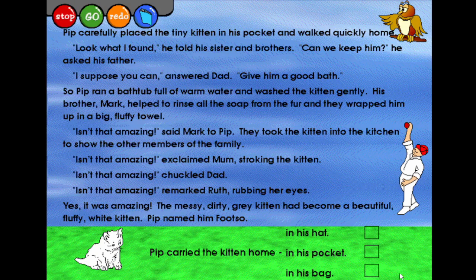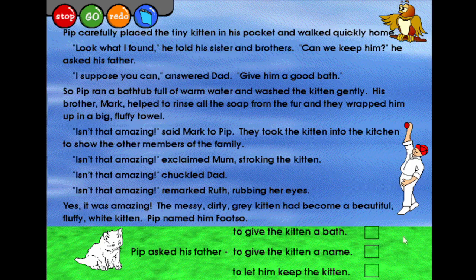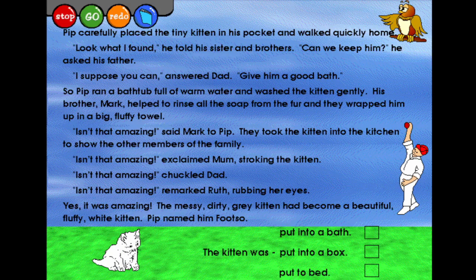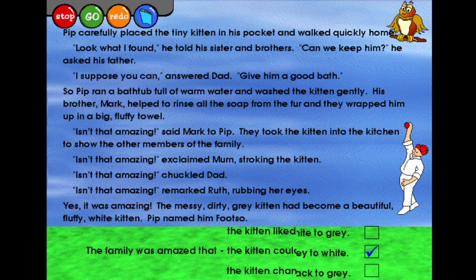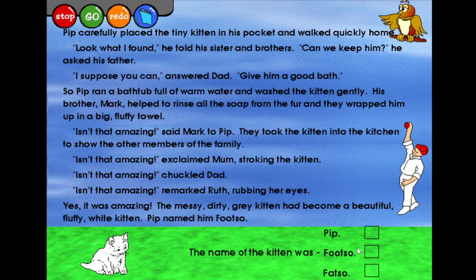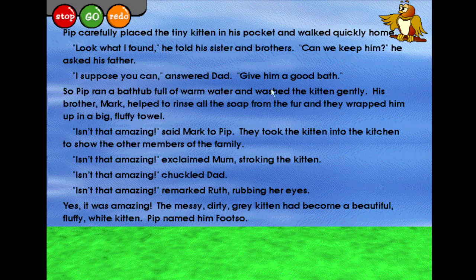Read the questions. Click on Me for help. Pip carried the kitten home in his pocket. Read the questions. Pip asked his father to let him keep the kitten. Read the questions. The kitten was put into a bath. Read the questions. The kitten changed from grey to white. Read the questions. The family was amazed that the kitten changed color. Read the questions. The name of the kitten was Footso. Terrific!